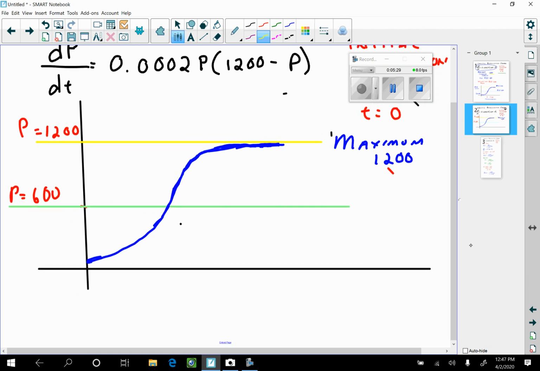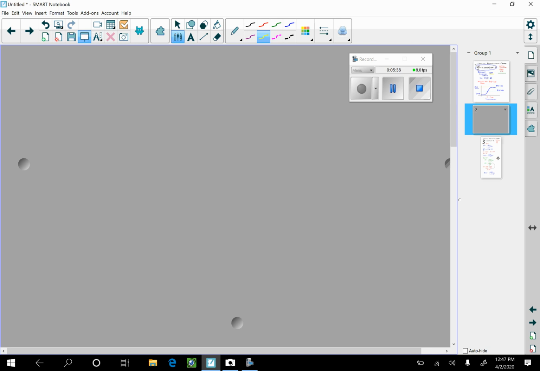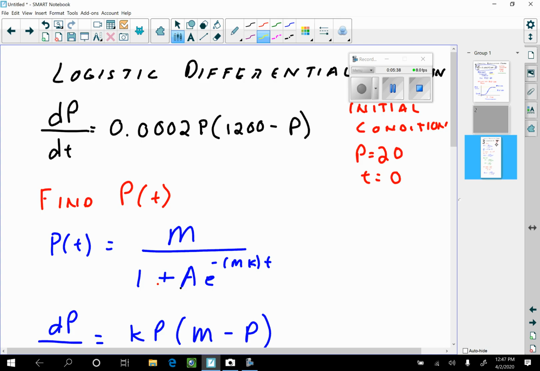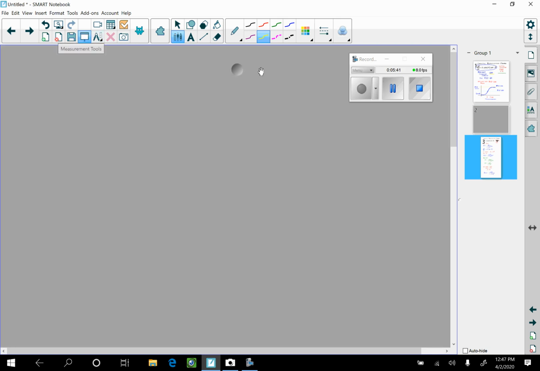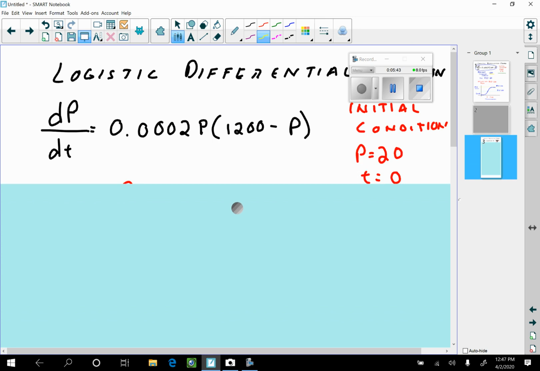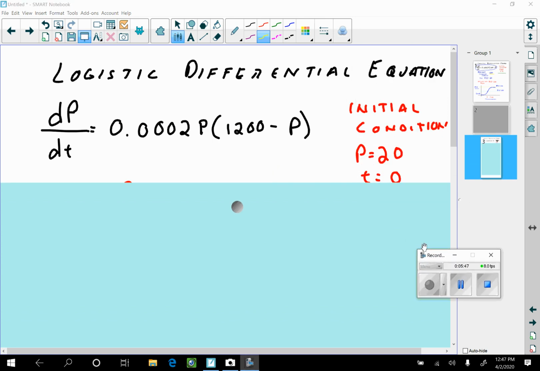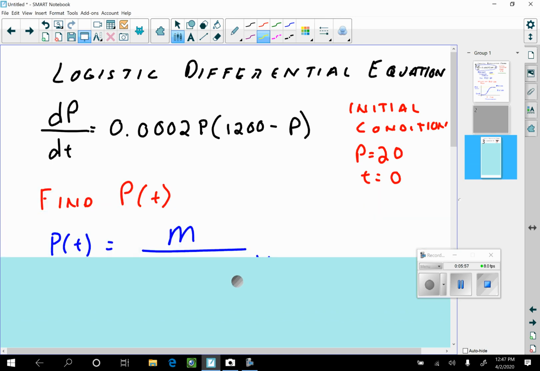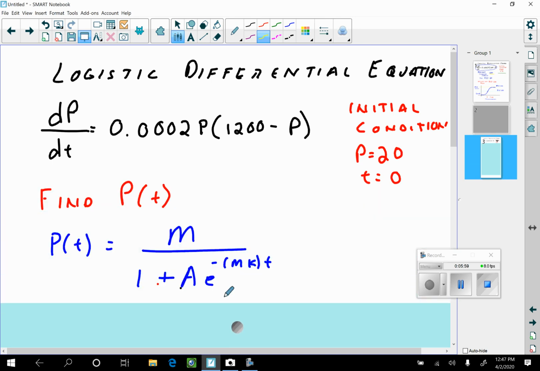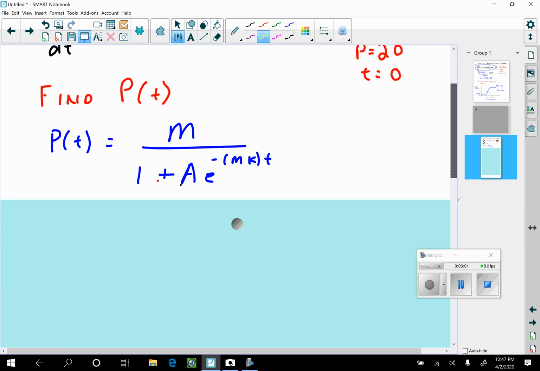So now what I want to do is solve this differential equation. I actually want to find the population model. And what am I going to do? I want to find P of t.